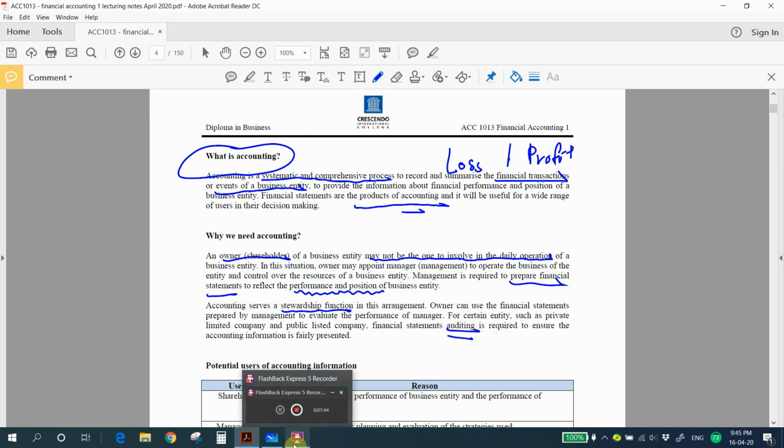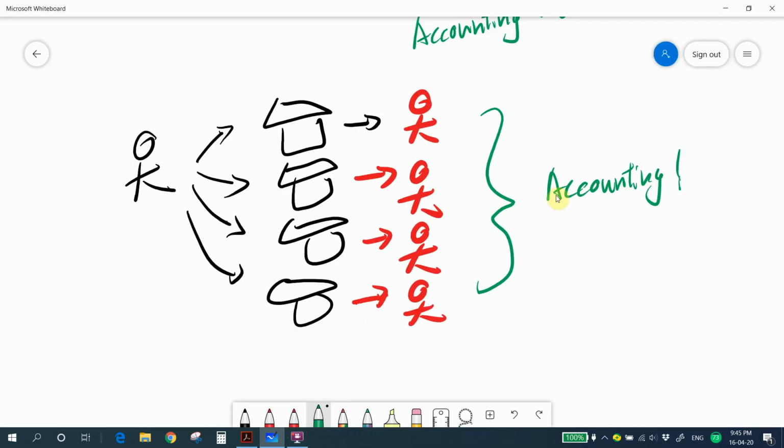So we go back to the diagram. In order to know that your manager is doing a good job, meaning that they help you earn money or not help you earn money, we use accounting to evaluate their performance. So accounting is very useful when your business is getting bigger.